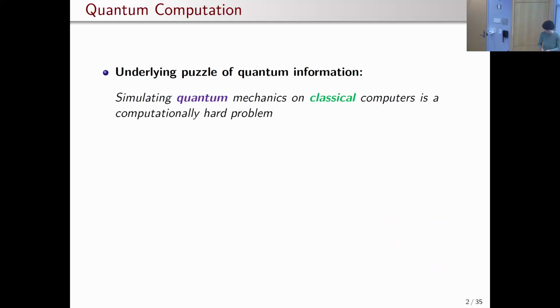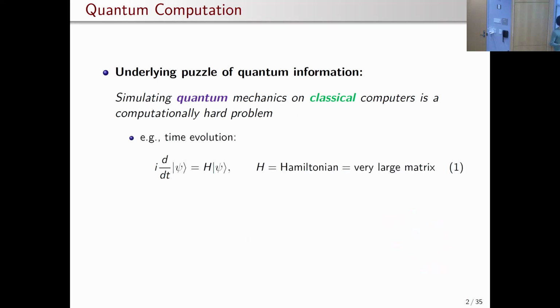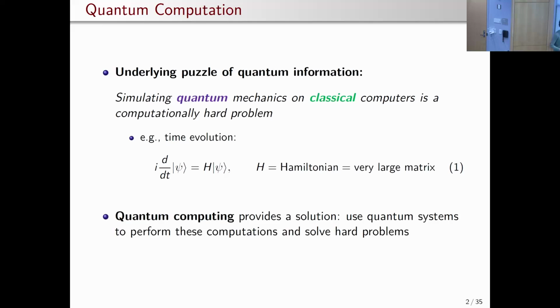So to begin, the underlying puzzle at the core of quantum information and quantum computing is that simulating quantum mechanics on a classical computer is a computationally hard problem. And by this, I mean doing things like time evolution, that is simulating the evolution of a wave function under the Schrodinger equation. That is computationally very expensive because the Hamiltonian is typically a very large matrix. And it's not something we can expect to do very easily with classical methods.